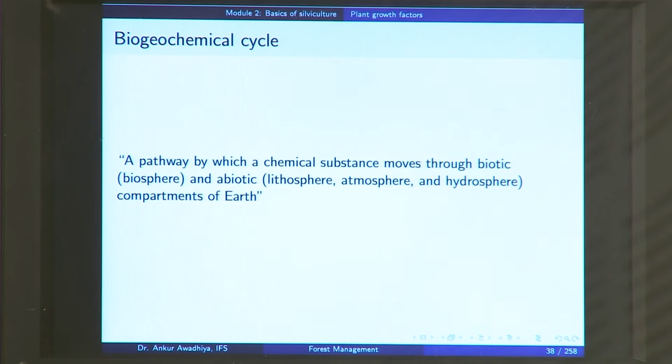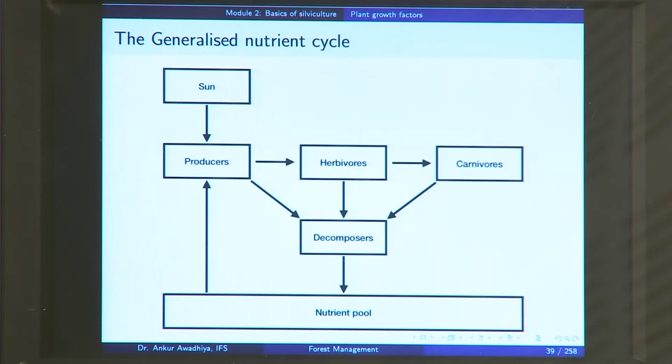So, what does a biogeochemical cycle look like, or how does a nutrient cycle look like? Now, this is a generalized nutrient cycle. What it shows is that the sun, that is the primary source of all the energy, is driving the whole of the cycle. The sun gives light, which is used by the producers.